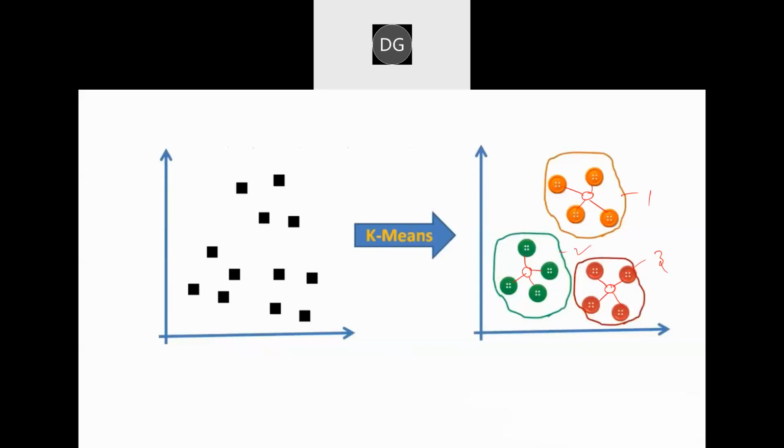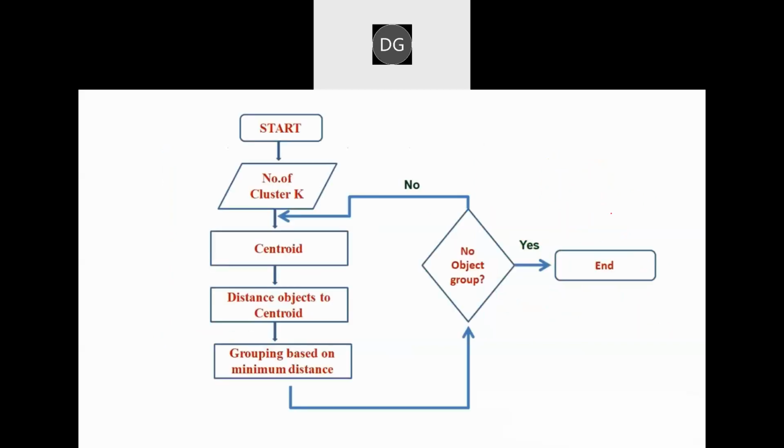Now we are going to see some examples. Okay, so before going to the example part, let us see the flow diagram, so how it actually performs this operation. It starts the algorithm and we specify the number of clusters. In this case, we specified 3. Then it will try to find the centroids. Then it will find the distance from the objects to the centroids, that is, which objects are closest to each centroid.